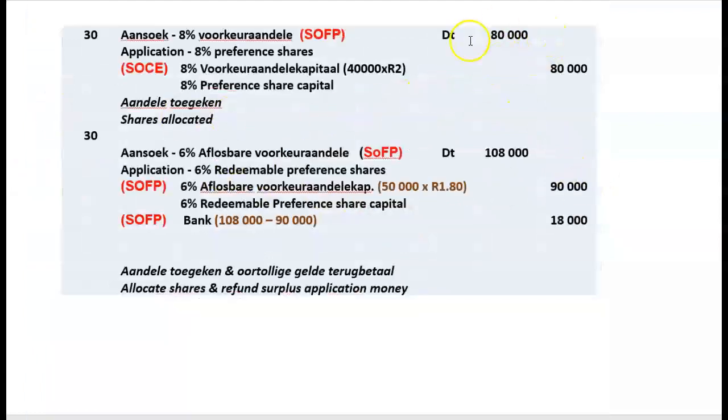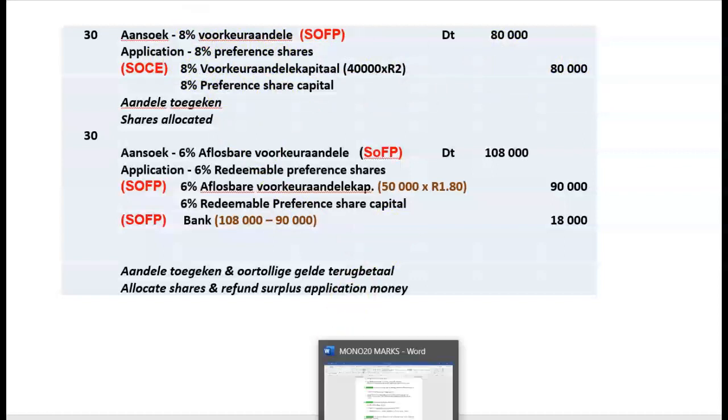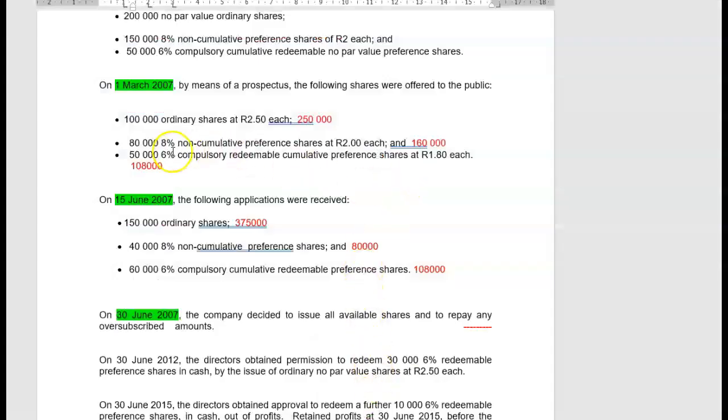So we're going to debit that account and we're going to credit our application and allotment account on the 8% pref shares, 80,000 Rand. Please make sure that you clearly indicate that there's a different application and allotment account for every class of share that we're going to issue.